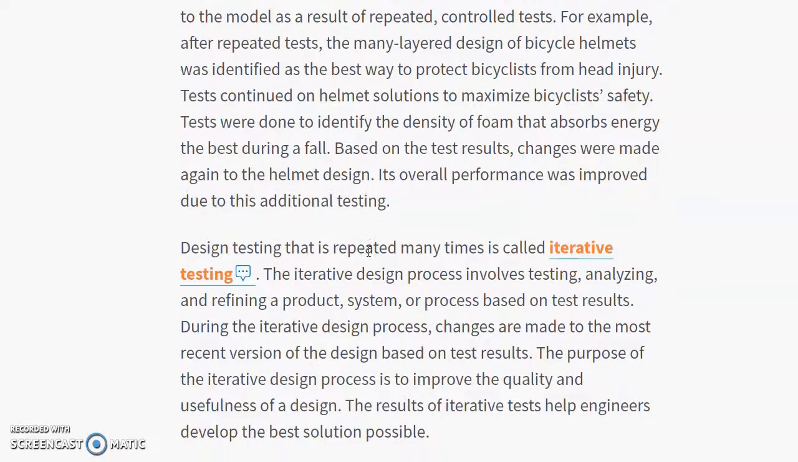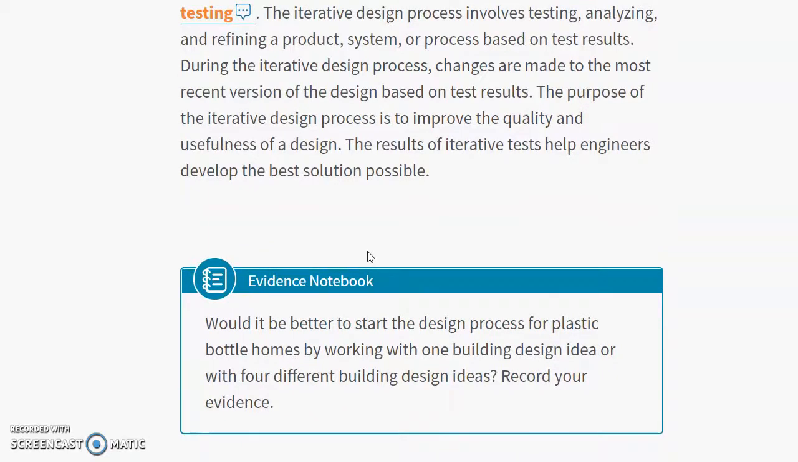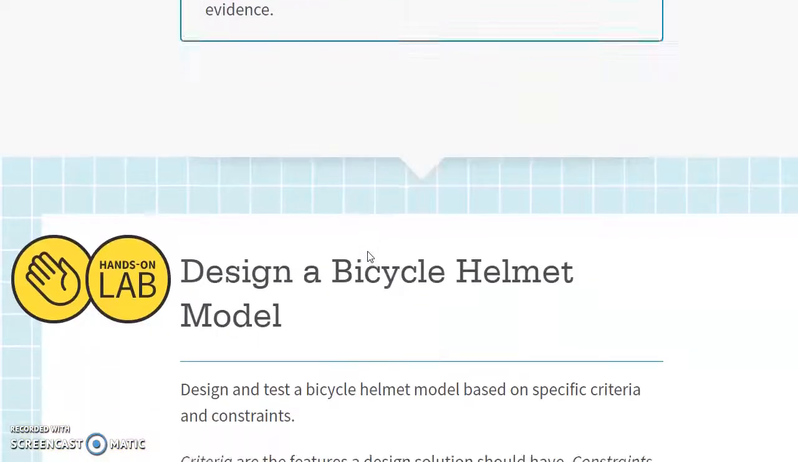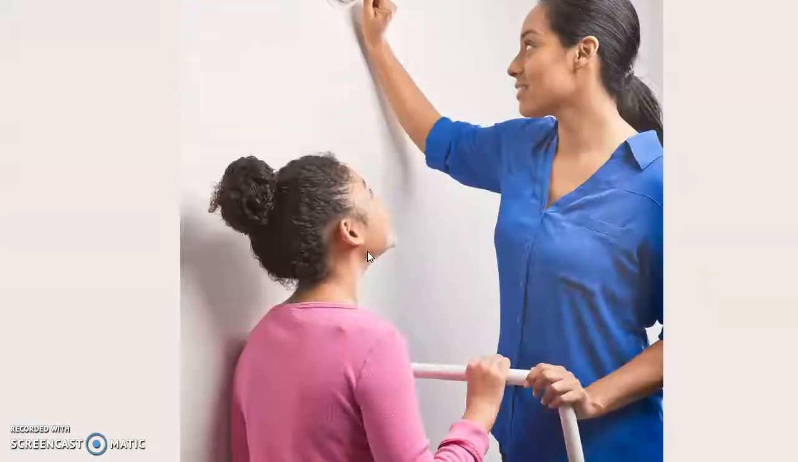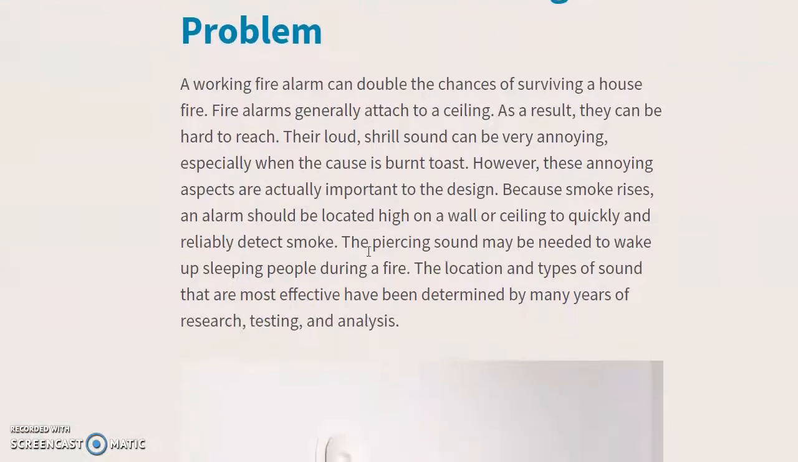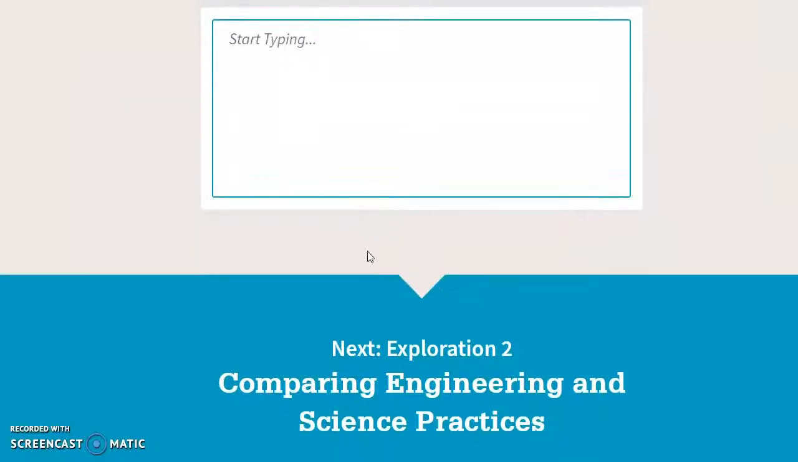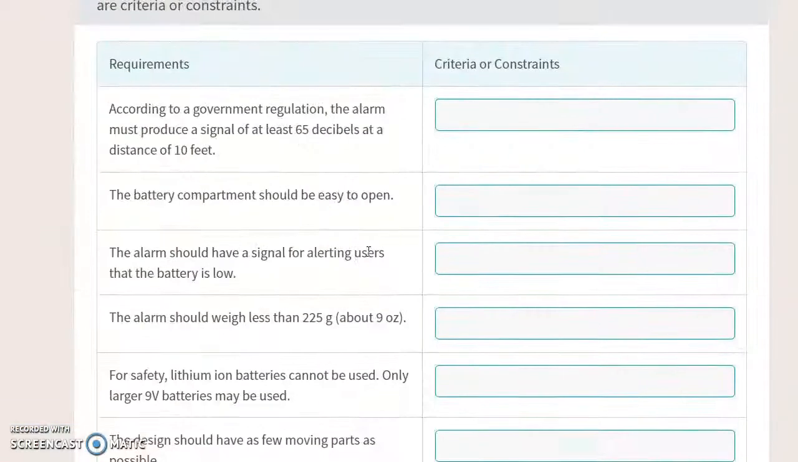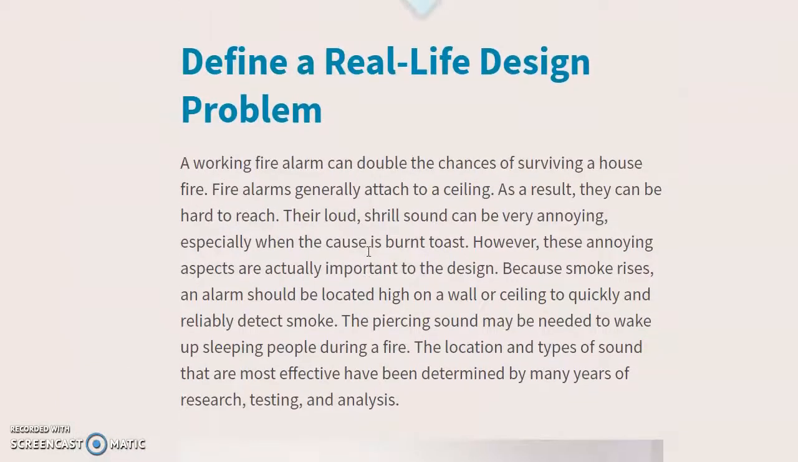So basically they're taking the solution and testing it. Iterative testing means they test it and test it and test it and then make it better and test it again and work until they have the best possible trade-offs. Okay, remember for the hands-on lab, we're not in the classroom, so we're not doing the labs at the moment. Okay, designing a real-life problem. The requirements and constraints, we're going to actually start that in a separate video and then move from there to explore and explain 2.